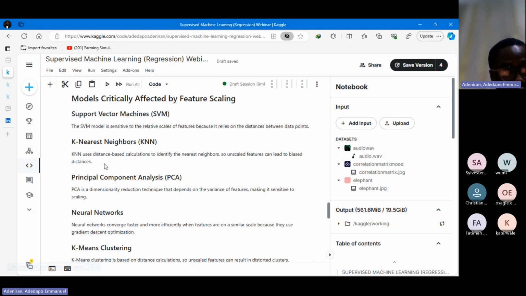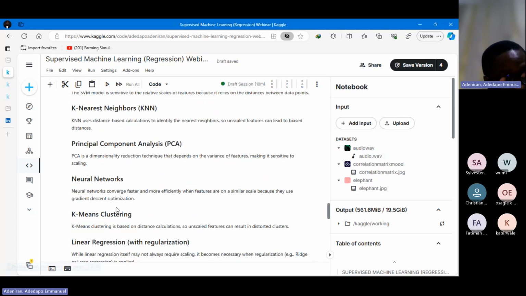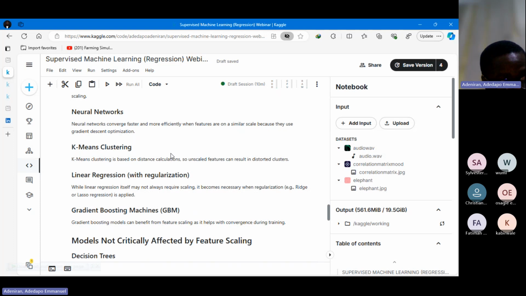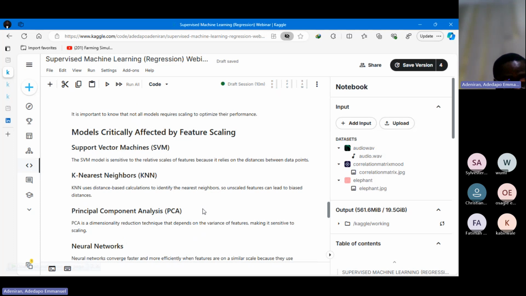These models include the support vector machine, k-nearest neighbor, principal component analysis, neural network, k-means clustering, linear regression when you are using regularization techniques with it, and gradient boosting machine. All of these are really affected by feature scaling, and the reason is that they rely on distance measurements.